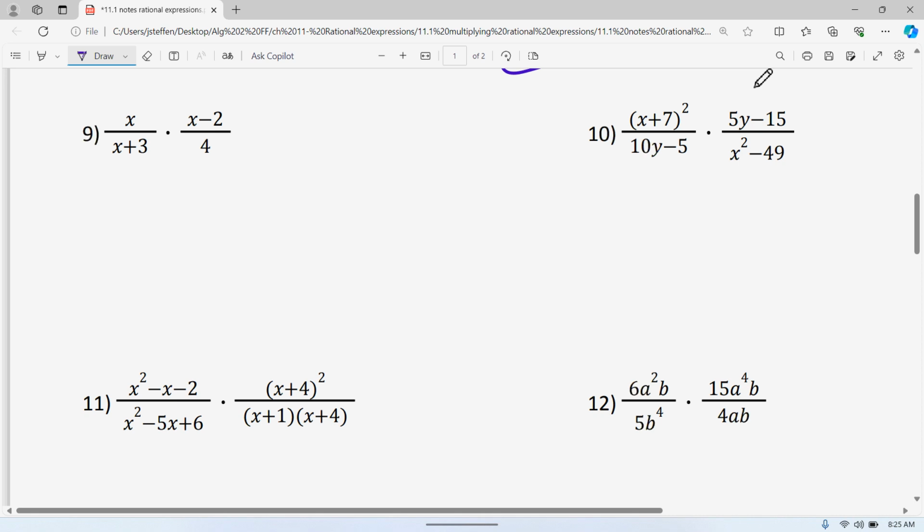Multiply straight across. I'm going to be honest with you guys, when we multiply, you don't actually have to multiply. So x times x minus 2 is good enough. You can leave it like that. 4 times x plus 3. If you do want to multiply it out, you can.